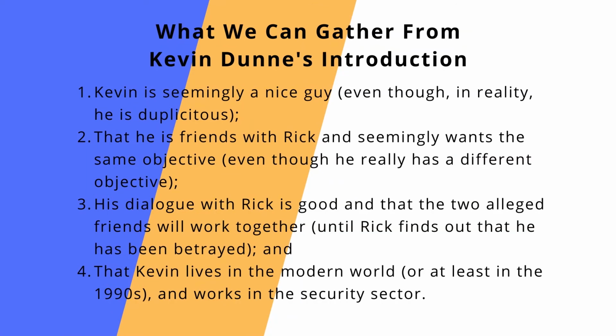1. That Kevin is seemingly a nice guy, even though in reality he is duplicitous. 2. That he is friends with Rick and seemingly wants the same objective, even though he really has a different objective at heart. 3. His dialogue with Rick is good, and that the two alleged friends will work together until Rick finds out that he has been betrayed.